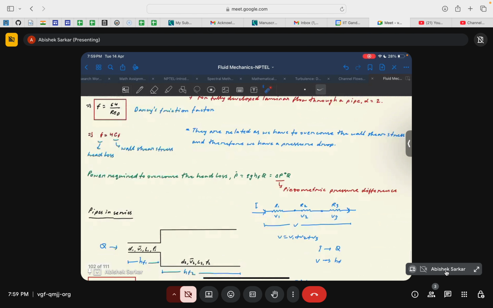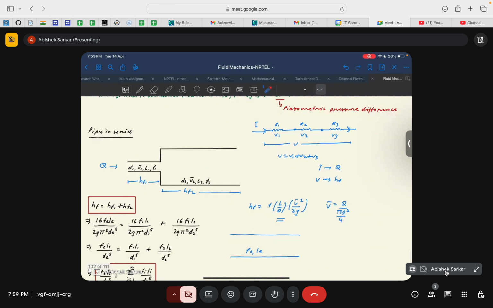And we solved the problem. So the final part was the pipes in series, the piping networks. We had two cases, pipes in series and pipes in parallel, and we found that there is a very distinct, clear-cut analogy between piping networks and electrical networks, where the electrical current is analogous to the volume flow rate and the potential difference to the head loss. We can easily correlate piping networks and electrical networks.